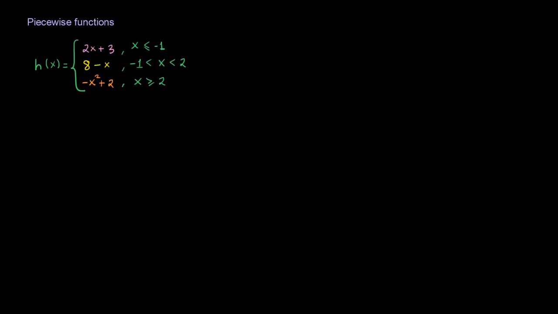Hi, here's another example of how to evaluate piecewise functions. I have here my h of x, divided into three pieces. The first one is 2 times x plus 3 when x is less than or equal to -1.